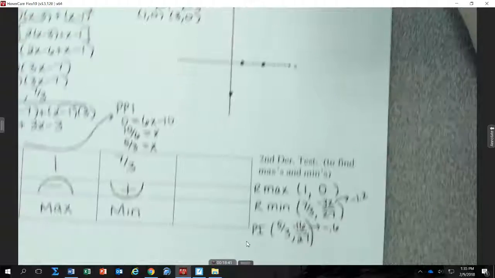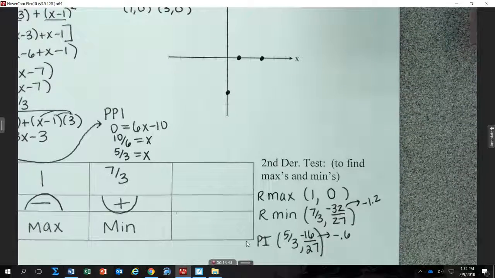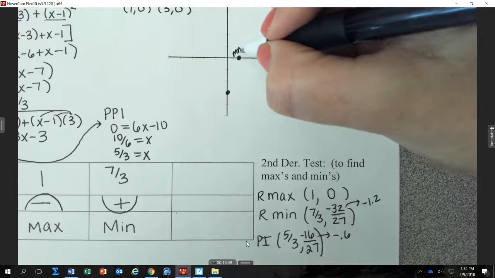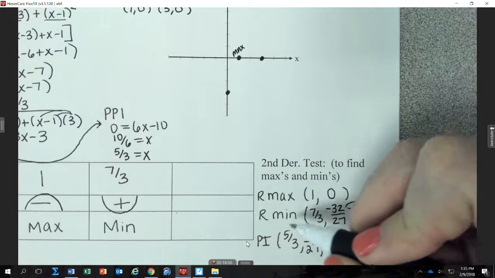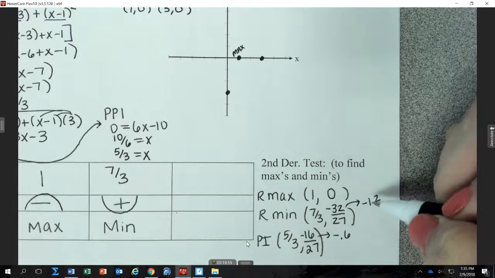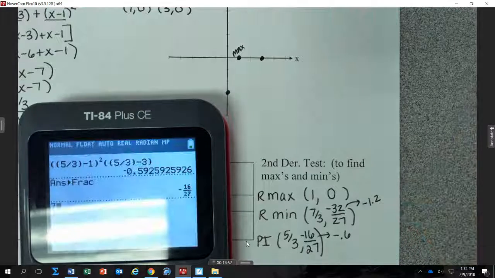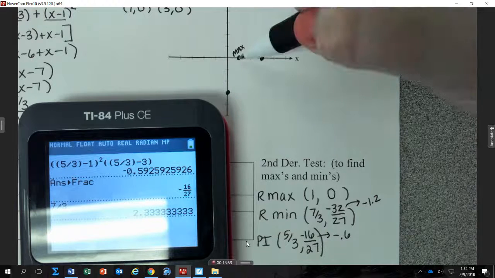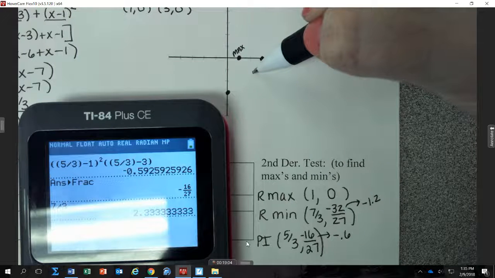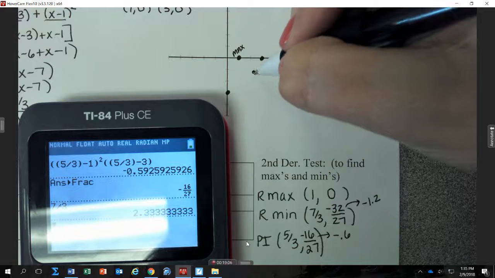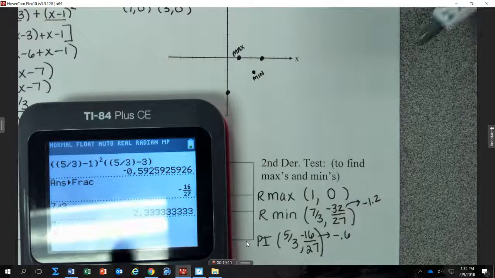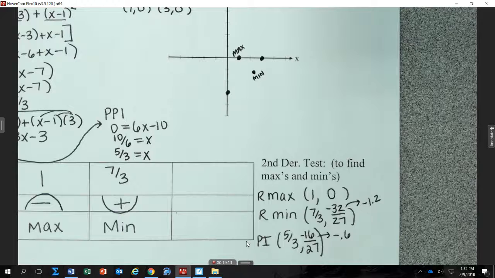All right, so on our graph, we've already graphed our intercepts. I'm going to graph my max at 1, 0. We already have that graph, so I'm just going to say that this is supposed to be my max. My min is at 7/3, negative 1.2. Let's see, 7/3 is about 2.3. So I'm going to do 2.3 and then negative 1.2. So this is going to be my min. I like to just label it on my graph. It makes it easier for me to graph it.